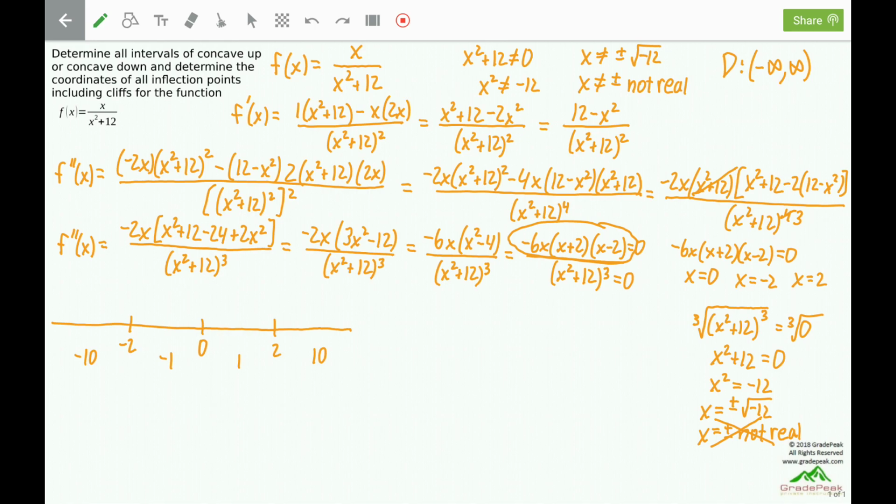Plugging in negative 10, we have negative 6 times negative 10. Negative times negative is positive. We have a negative 10 plus 2. That will be a negative, and a negative 10 minus 2. That will be a negative. So we have negative times negative is positive. We have a total of 4 negatives here. It will be a positive. A positive second derivative corresponds to concave up.